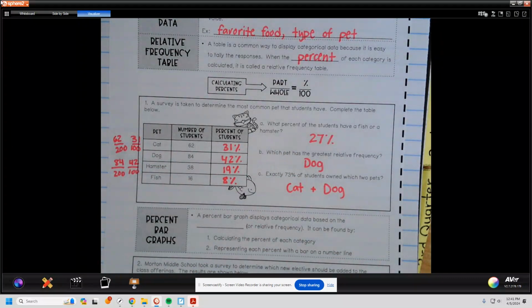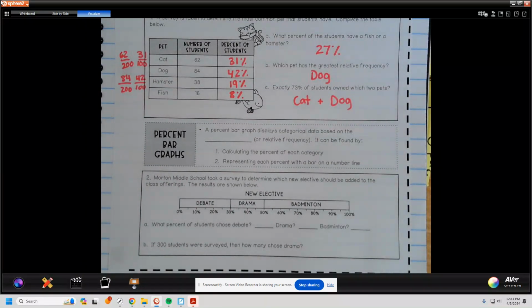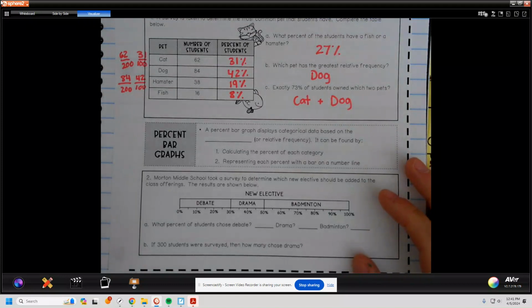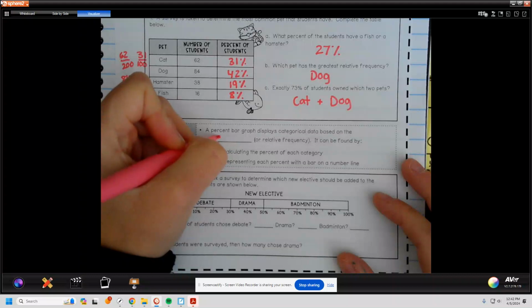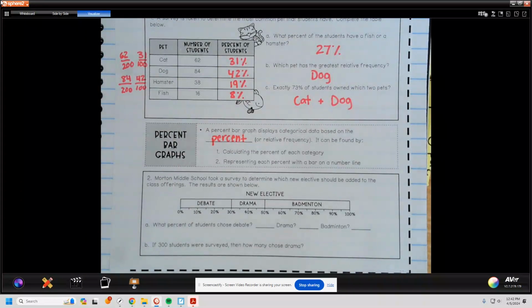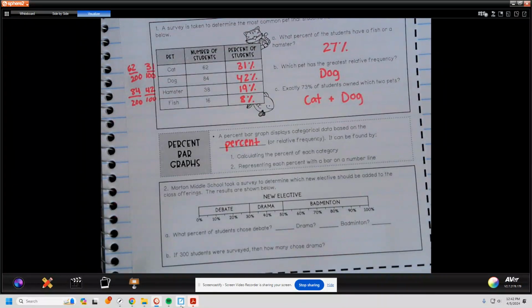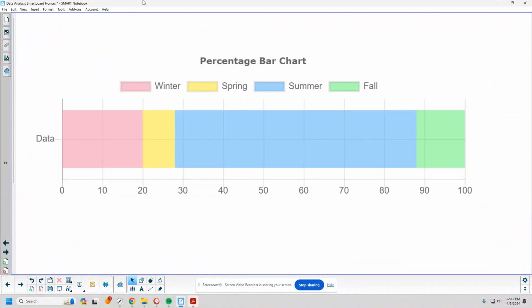All right, so the next part of the categorical data is we're going to look at a type of graph called a percent bar graph. It's pretty easy to read. It just displays your data based on the percent. Kind of like a pie chart, but not a circle. So let me show you an example. I did this one with my class the other day. So I asked people to vote on their favorite season, and this was the percent bar graph.